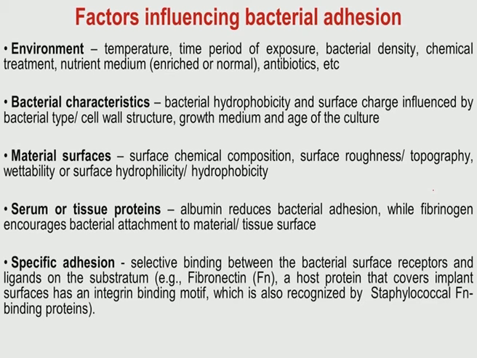The second one is bacterial characteristics, like the cell wall structure, whether it is gram negative or gram positive, and the bacterial hydrophobicity and surface stress, which are important. Third, material surface characteristics, which are similar to those in cell-material interaction: essentially the surface roughness or topography, and the wettability, that is, surface hydrophobicity or hydrophilicity. The fourth one is serum or tissue proteins.